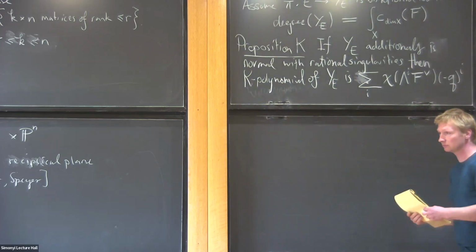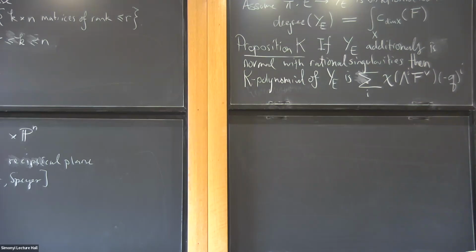Couldn't something like proposition C be true without the birationality assumption? You need to put a factor about I somewhere. Yeah, that's right.